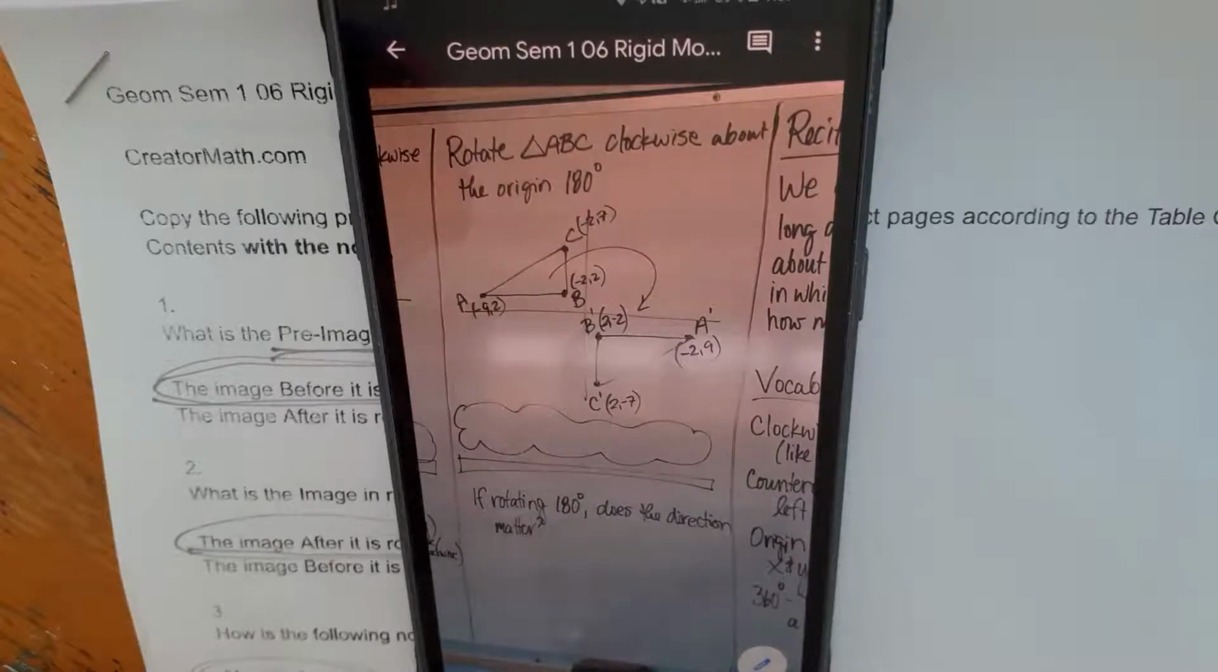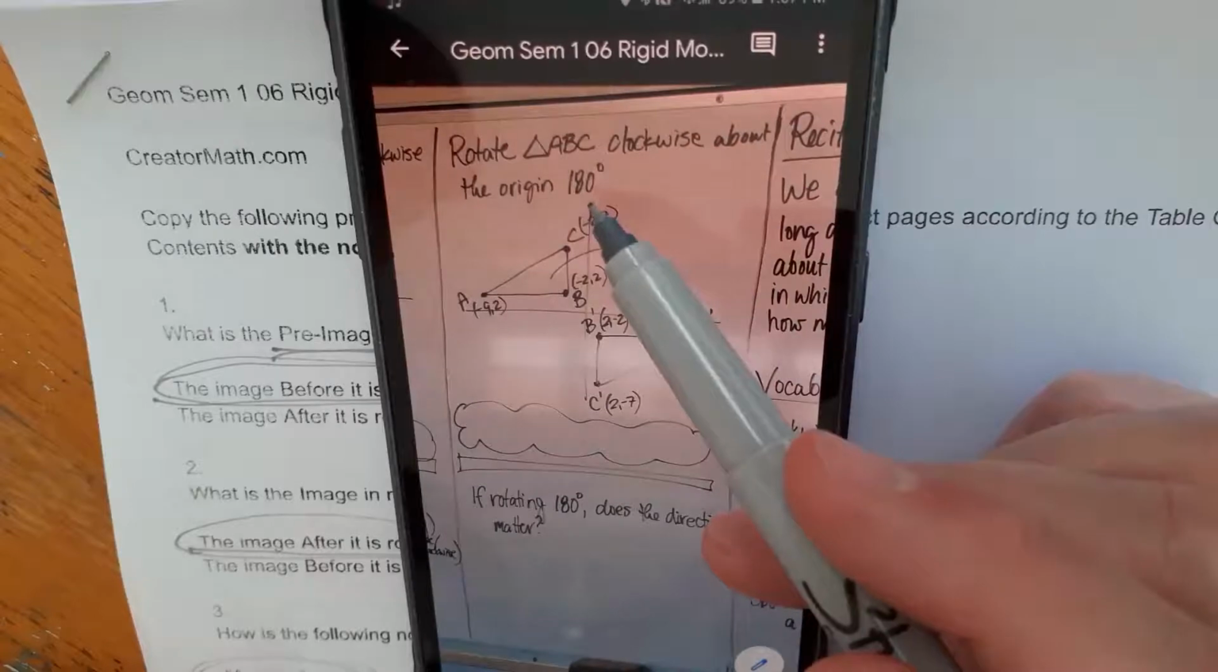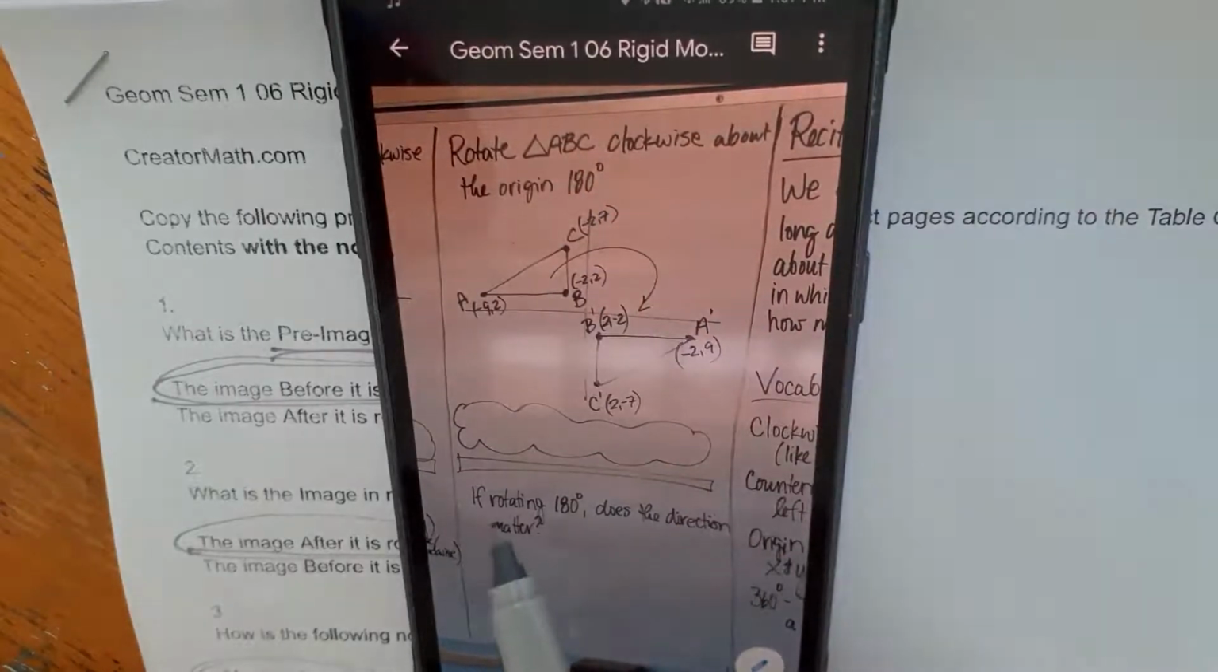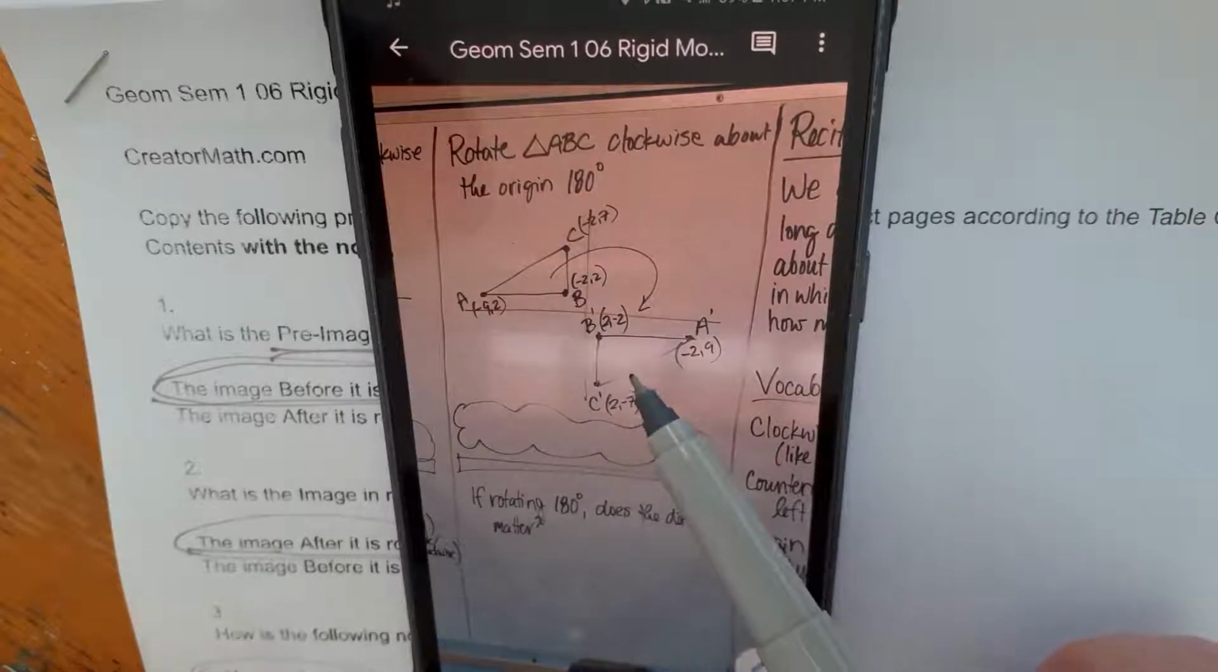All right, so this one says, for example, rotate triangle ABC clockwise about the origin 180. Now 180 degrees doesn't matter. If rotating 180 degrees, does the direction matter? No, because if you go this way, you end up here, and if you go this way, you end up here. It's the same direction. It's the same amount in both directions, so you end up in the same location.